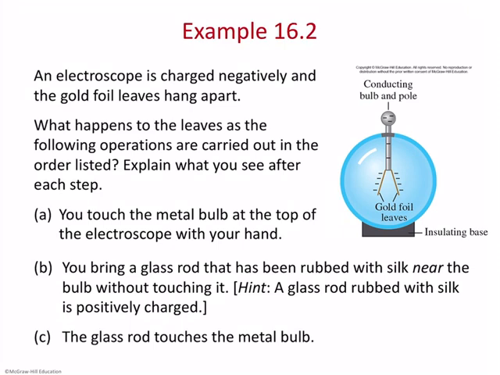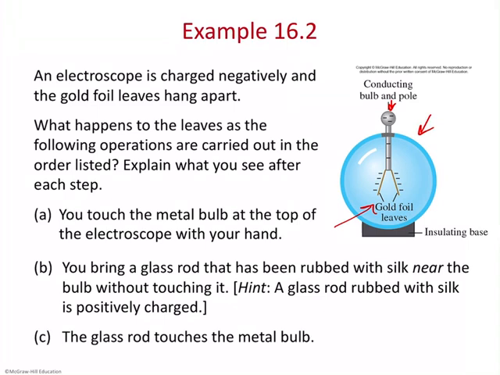Okay, we're on example 16.2. This is showing you a picture of an electroscope, which I have some of in the classroom. I don't know if you've ever seen them before. They're in a cabinet, but they have these gold foil leaves, and you can cause the charges to flow through this metal bulb, and if you get the same type of charges on these leaves, they will repel.